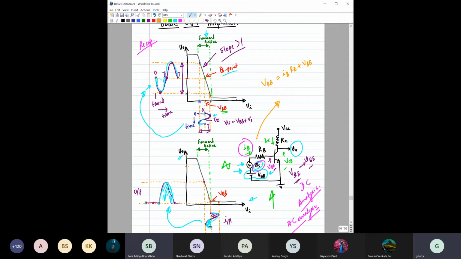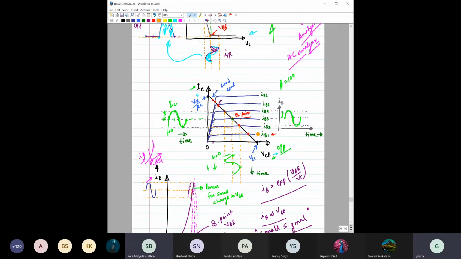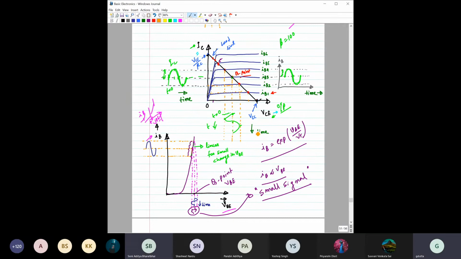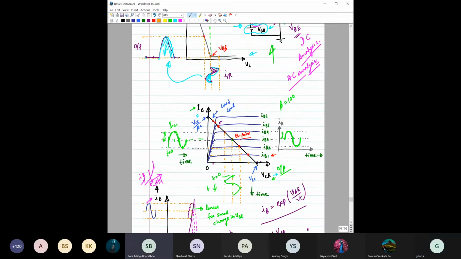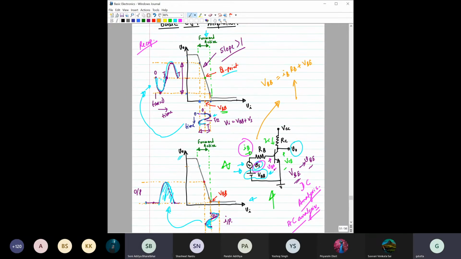Sir, if we plot the graph of IB versus VB, then the graph will not look like what we have drawn in the lower portion of this page. Means it is linearly increasing, no? But how is it increasing with respect to VB? One minute, in this equation, can you change V of B in this equation?